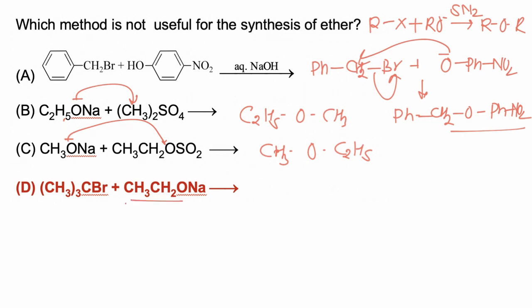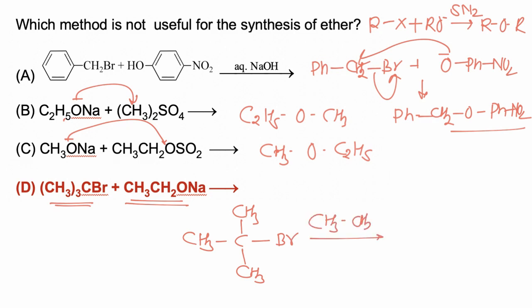When alkoxide is taken with tertiary alkyl halide, SN2 reaction will not take place. Instead of SN2 reaction, in this case E2 reaction will take place, and due to elimination, alkene is formed as a product.